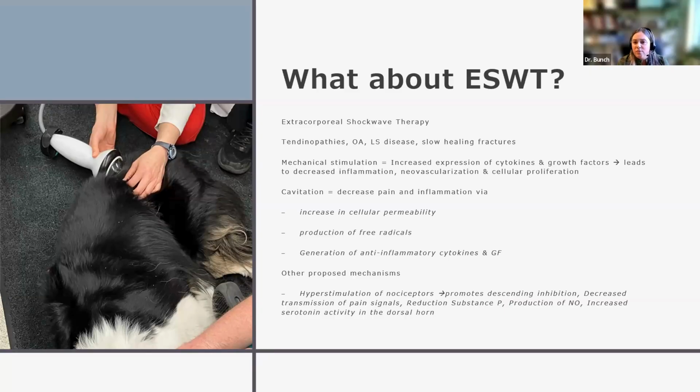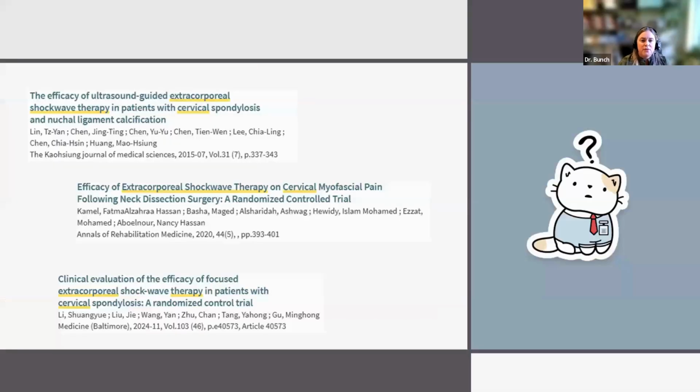And then there's been other proposed mechanisms, hyperstimulation of nociceptors, promoting descending inhibition. So again, kind of gate theory, decreasing that pain signaling, reduction of substance P, production of nitric oxide, and increased serotonin activity in the dorsal horn. So these are all ways that we think of shockwave helping. So could that then play a role in our cervical patients? If we look at the literature, because this is not one that I have tried, so I haven't really thought about it.